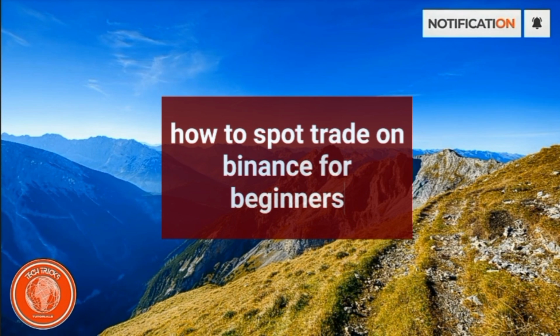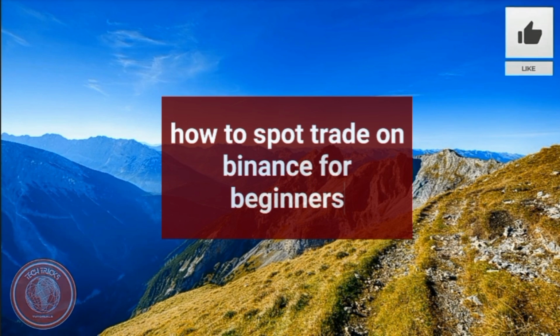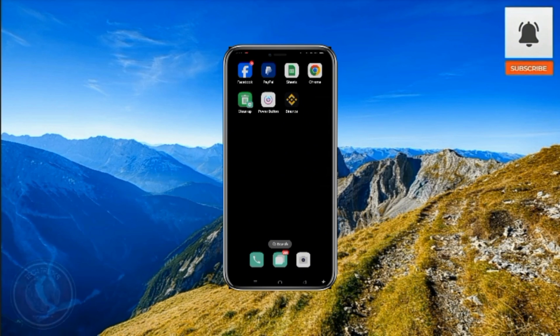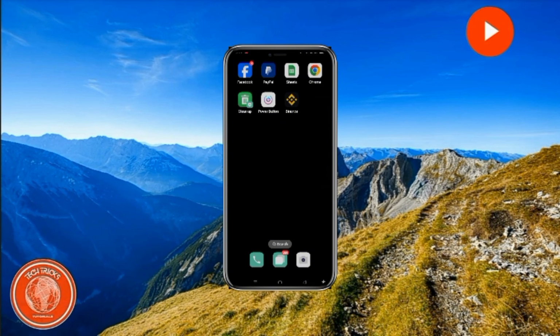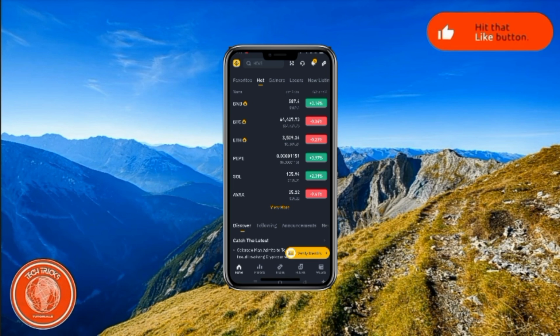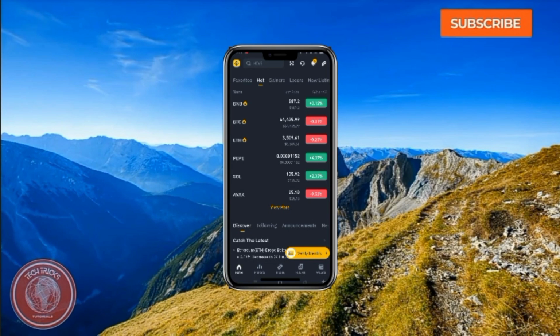So, how do you spot trade on Binance? Now, this is a very simple topic and it's very quick, so just bear with me in this one. First and foremost, open your Binance. Spot trading on Binance involves buying and selling cryptocurrencies at current market prices. Here's a detailed guide.